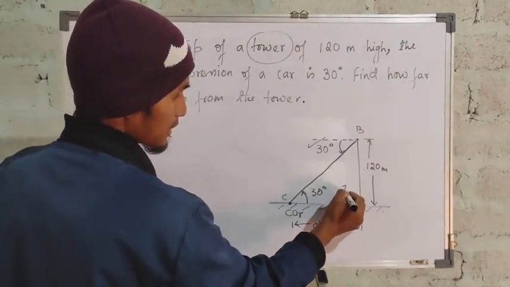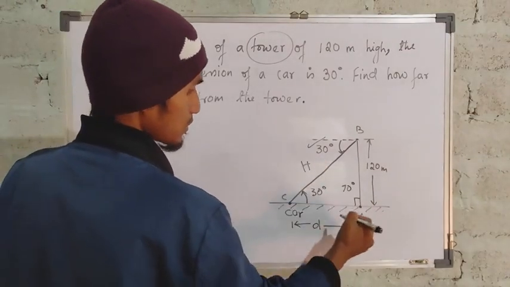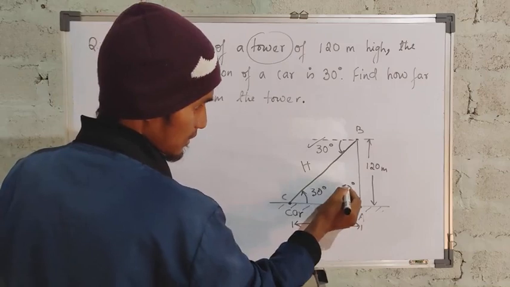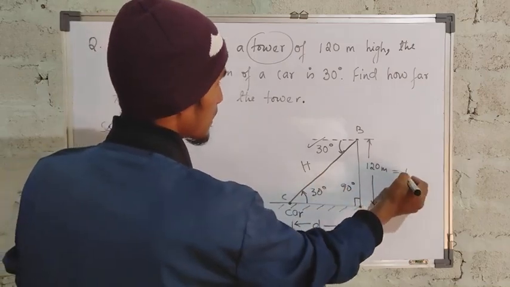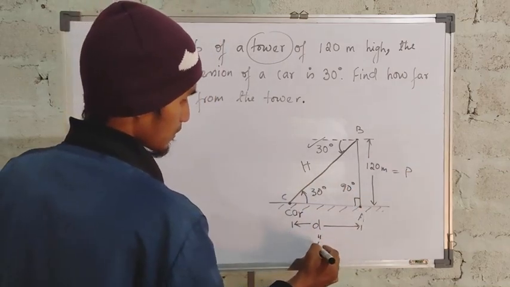Now again, this is 90 degree. Then this will be the hypotenuse, this is angle theta, this will be the perpendicular, and this will be the base.